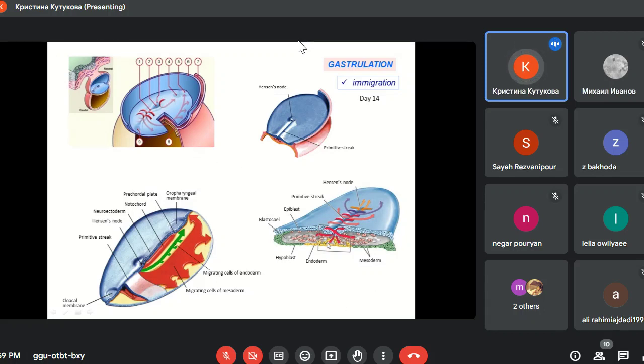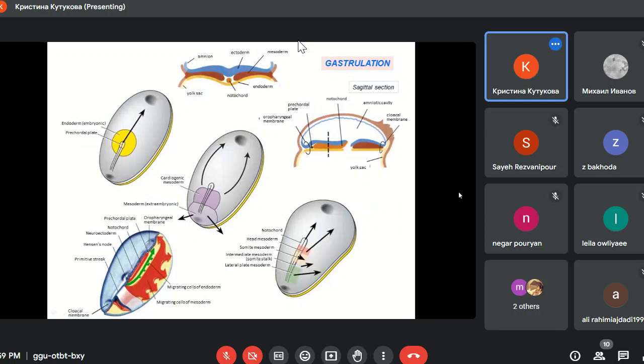The same as here. Arrows indicate direction of movement of the cells of mesoderm and cells of endoderm, and here will be the cells migrating through the Hensen's node, which will make the precordial plate and notochord. So the same as here.